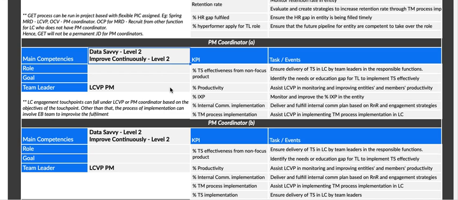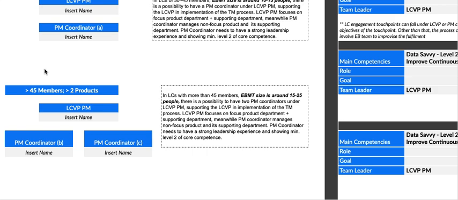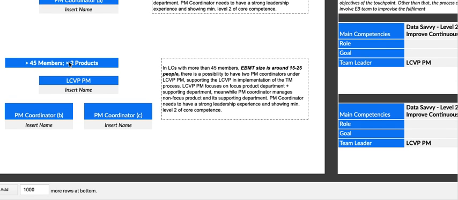So in general, I would just call them PM coordinators. If you look at the next layer, and also the last one, if you have more than 45 members and are running more than 2 products, then for me you can have 2 coordinators maximum. It's the same idea as well. They have to have at least level 2 competencies.